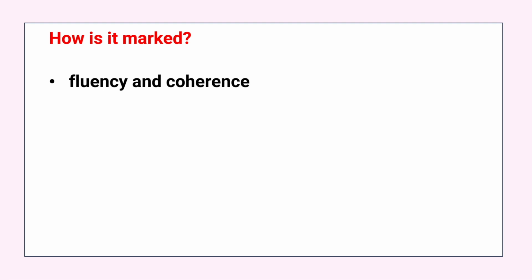Another constant is how you're going to be assessed. The speaking test assessment criteria are fluency and coherence. This is the speed, flow, and progression of your speech. It is the ability to link ideas and use language to form coherent, connected speech. This is how a natural speaker sounds.